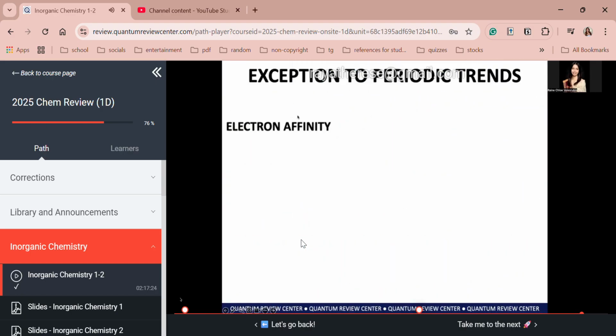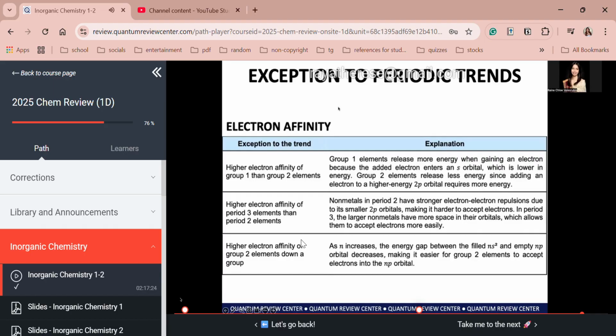Next, these are the exceptions to periodic trends for electron affinity. First exception guys. So, higher electron affinity of group 1 than group 2 elements. So when we say higher electron affinity, meaning yan, more negative electron affinity. And meaning yan, more energy is being released when adding an electron to an atom. For group 1, ang kanyang valence orbital diba is ns1. For group 2 naman, it's ns2.